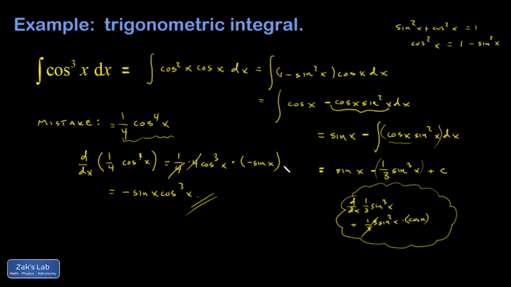Okay, so in summary, it's a very standard trick to split off like the square of a sine or a cosine and use a Pythagorean identity. Same for secant and tangent.